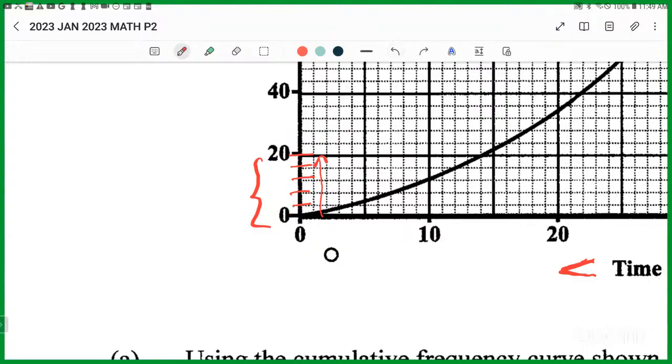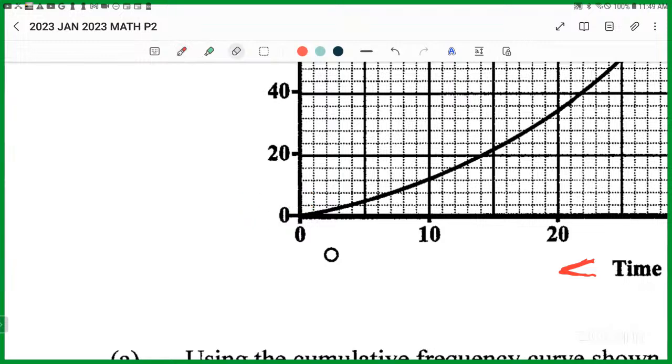So it means that each one of these, from here to here for example, is 20 divided by 5, because the total is 20 and there are 5 intervals. So each interval is 20 divided by 5, which is 4. So we're going up by 4: 4 students, 8 students, 12 students, 16, and then 20. So that's one of the first things you want to do, figure out the scale of the graph. Each of these intervals represents 4 students.